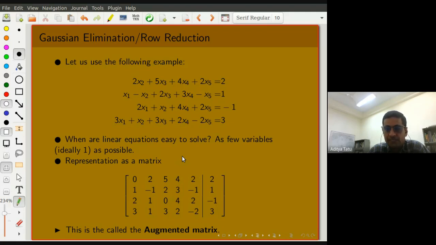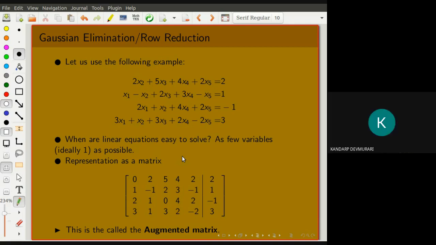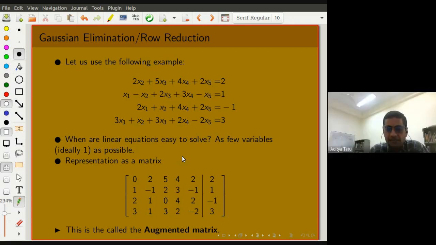Okay, is this representation understood? Yes. Okay. This sort of representation of a linear system of equations is what is called the augmented matrix. Clear?